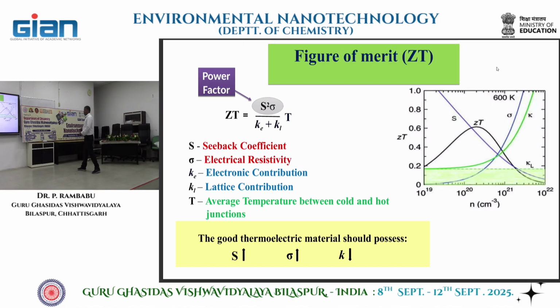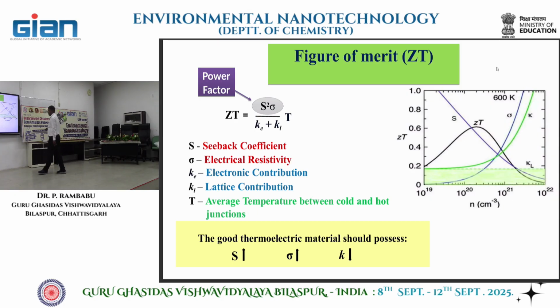Okay. So by looking at this formula, we have S and sigma in the numerator, and in the denominator we have Ke and Kl. So if the denominator is less, ZT is more. If the numerator is more, ZT is more. So our aim is to increase the power factor S square sigma so that ZT is more, or otherwise our aim is to decrease the total thermal conductivity Ke plus Kl.